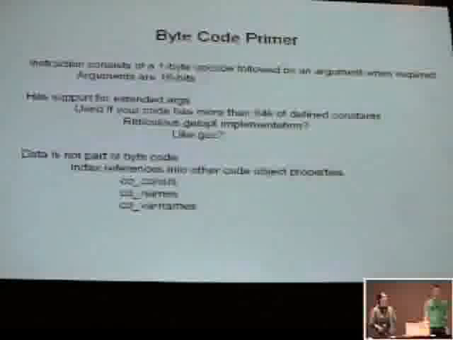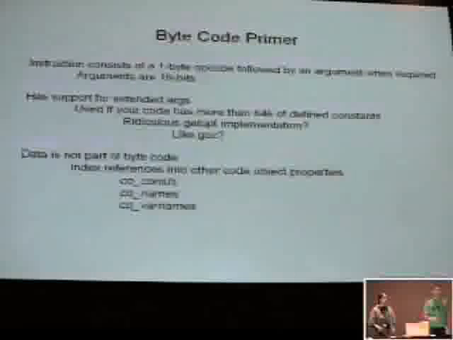An instruction is a one-byte opcode, and it has arguments when required. All the arguments are 16 bits. If you happen to need more than 16 bits for an argument, there is support for that. It's called extended args. But if you have 64,000 defined constants in your code, I can't think of anything other than a ridiculous getopt implementation that you might be doing that for.